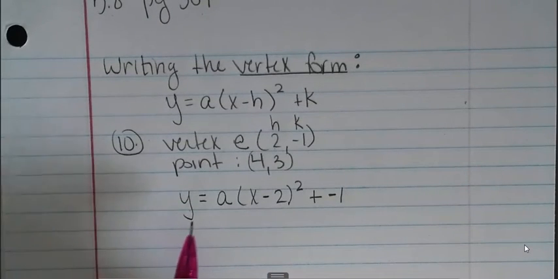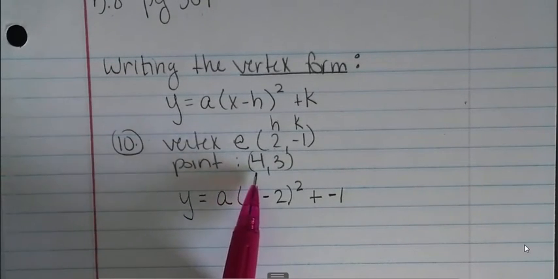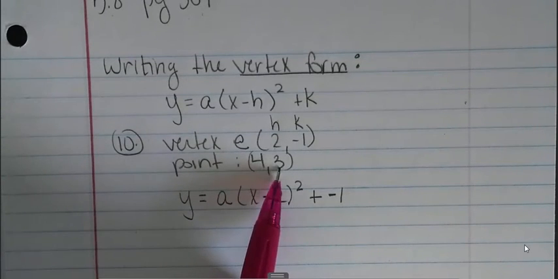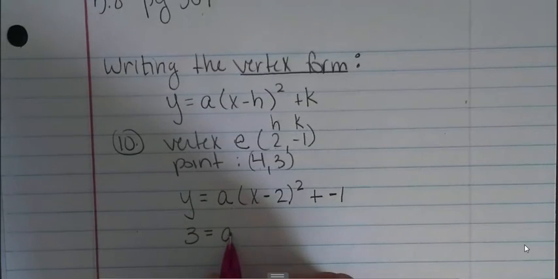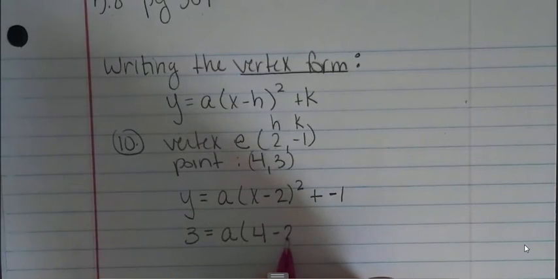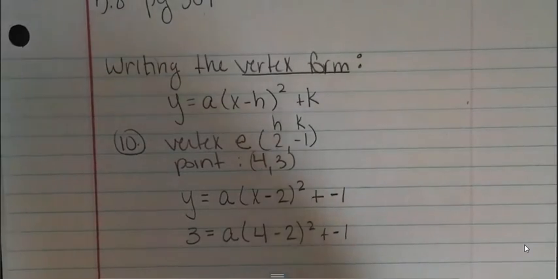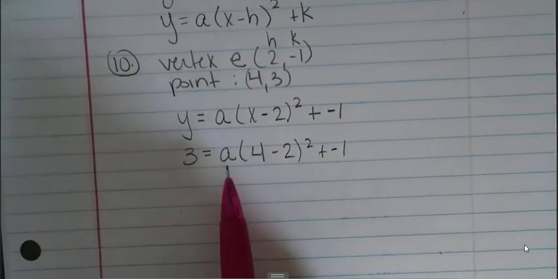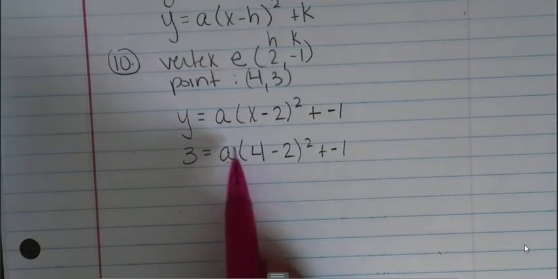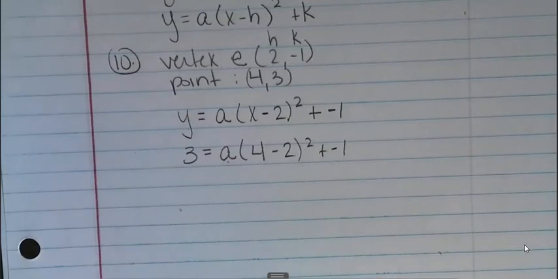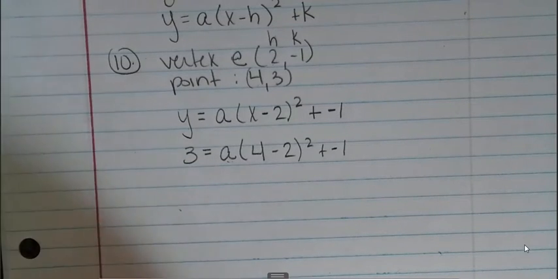All right, from there, the only other bit of information I have is a point. And a point has an x and a y. So I'm going to plug those in now. So I'll plug 3 in for y, 4 in for x. And remember that a is that stretch factor. So it's how vertically it's stretched, okay? And if it's some number that's maybe between 0 and 1, then it's not really stretched at all. It's actually kind of horizontally stretched, not vertically stretched.